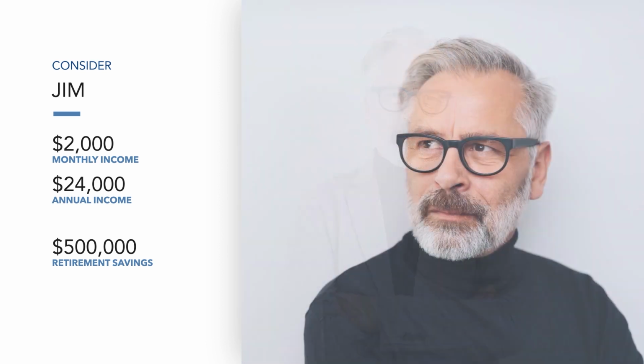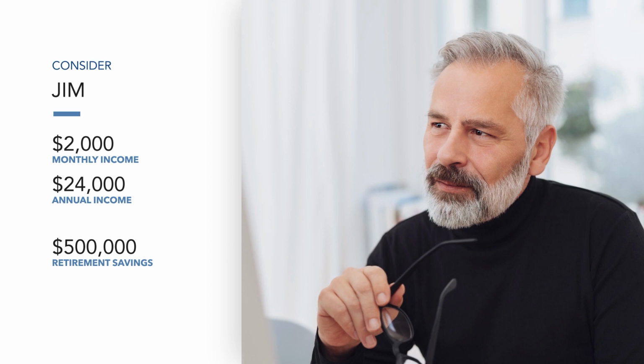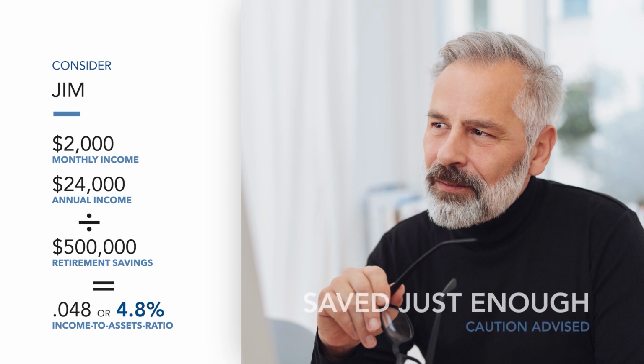To determine what type of investor Jim is, we'll divide Jim's desired annual income, $24,000, by his savings amount, $500,000. $24,000 divided by $500,000 equals 0.048, or 4.8%. Jim's income-to-assets ratio of 4.8% makes him a retiree who has saved just enough. But what does that really mean?